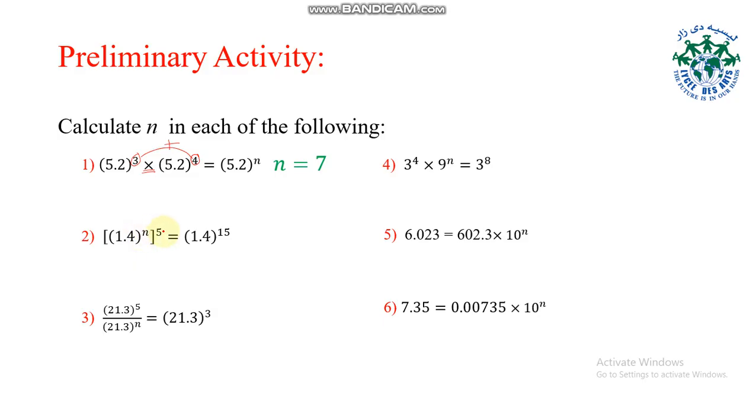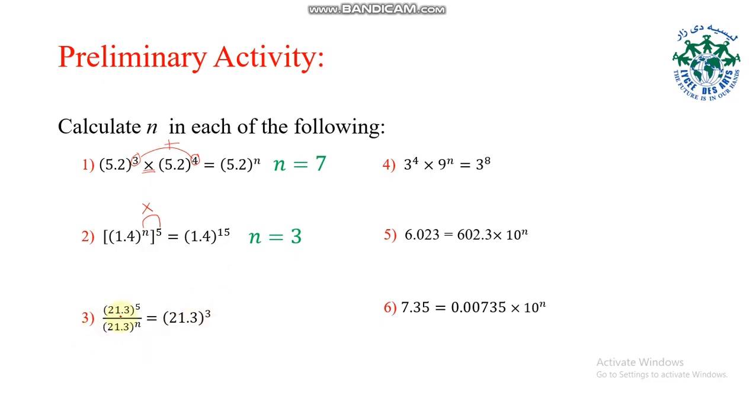Part 2, when we have 1.4 exponent n, all exponent 5, where we have power of power, as you see. So we have two powers and we have parentheses between them. So simply we multiply these two numbers to get 15. So n times 5 equals 15. We can know directly n is 3.